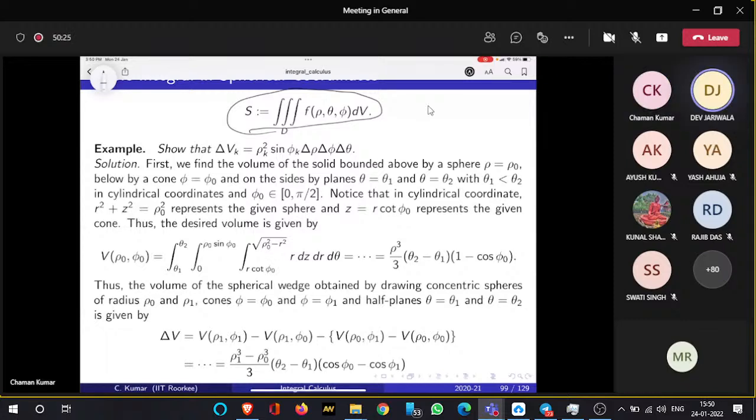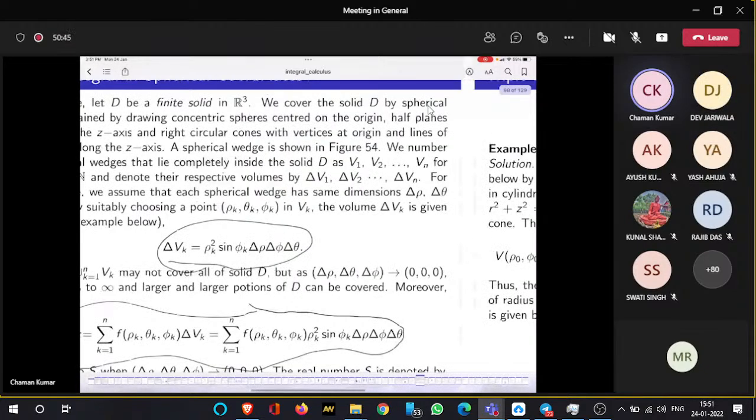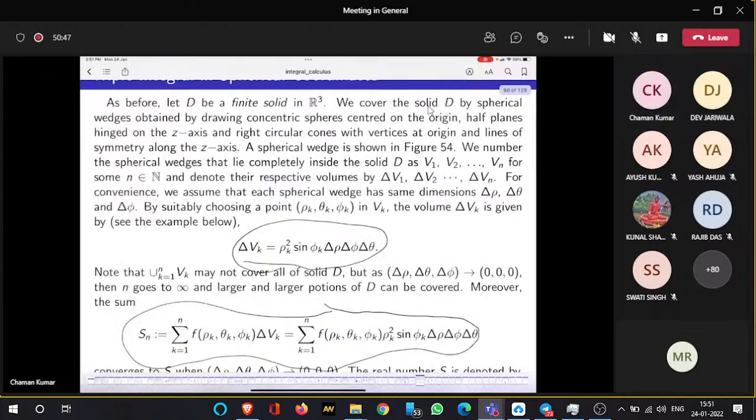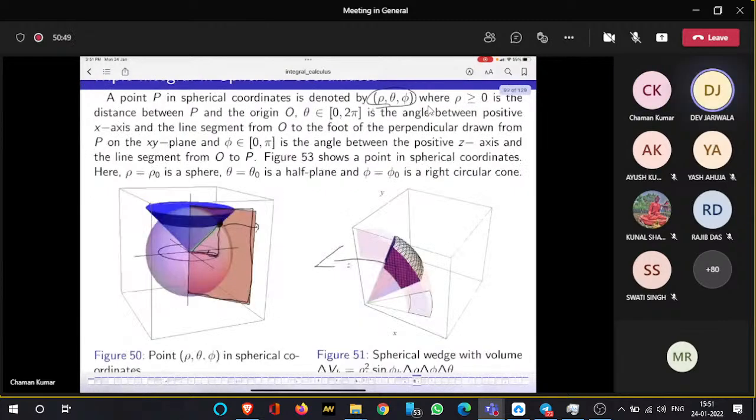Sir, physics has a different convention, right? Sir, in physics, I think theta is from the z-axis and phi is from x. Okay, the notation does not matter. Whatever notation you want to use. Yes, sir. I got this idea.